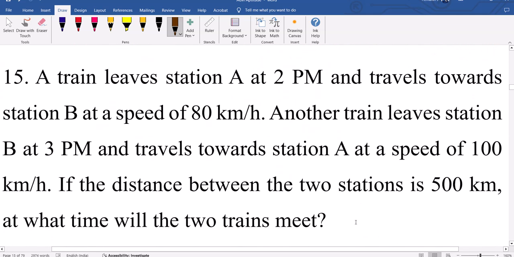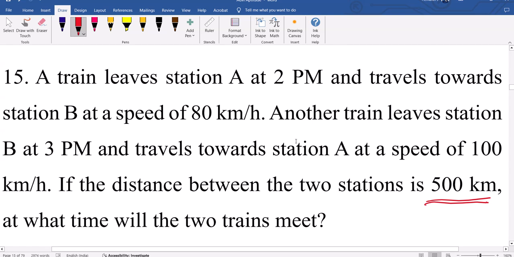Now let's see this time and distance question. Please read the question. A train leaves a station at 2 p.m. and travels towards B at a speed of 80 km per hour. Another train starts at 3 p.m. with a speed of 100 km per hour. Distance between the two stations is 500 kilometers. At what time do the two trains meet? What's your answer? Approximate timing, 3:30 or 3:40 or 4 o'clock, 4:30, 4:35 p.m. Ignore the options. I want an answer. Anyone tried?